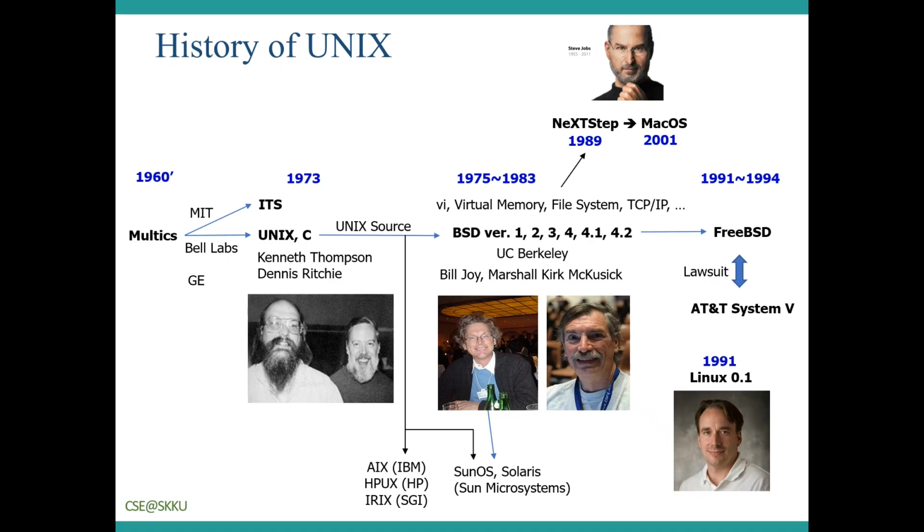The source code for Unix was shared openly, so lots of developers contributed to it and made their own improvements. One famous example is the BSD version of Unix developed at Berkeley under Bill Joy. BSD added a lot of advanced features like better virtual memory, file systems, and networking. By the way, Bill Joy later went on to co-found Sun Microsystems.